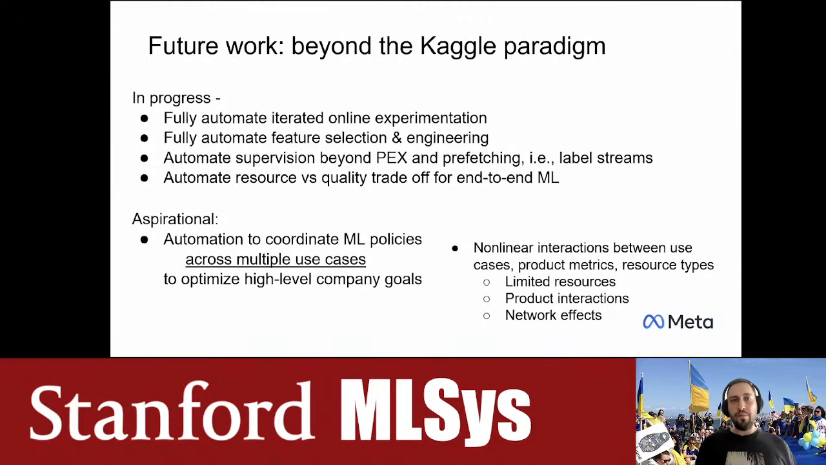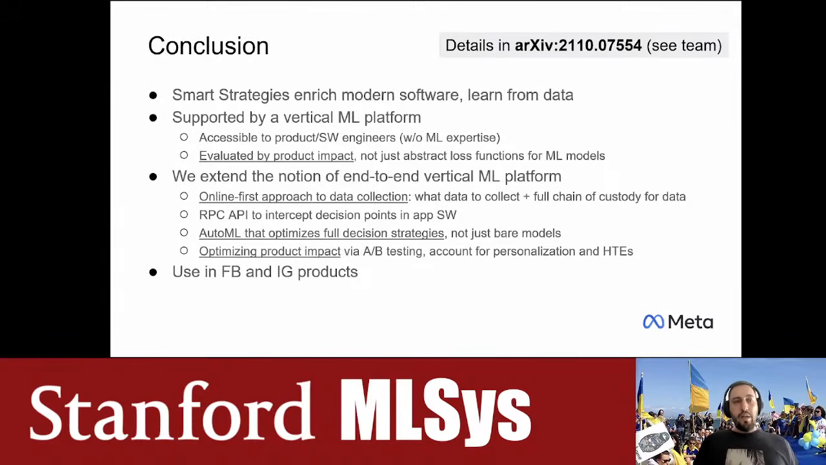Now, to summarize, I explained how smart strategies enrich modern software. They learn from data when closed form policies are not good enough. And we developed support for a vertical ML platform that is accessible to product engineers at Meta, even when they don't have ML expertise. We evaluate the results and the impact by product metrics, not just abstract loss functions for ML models.